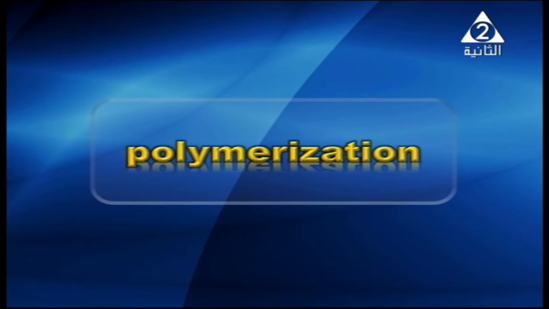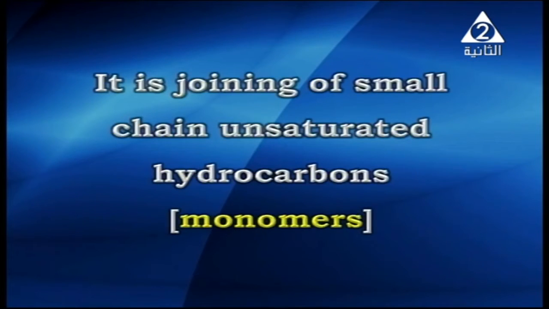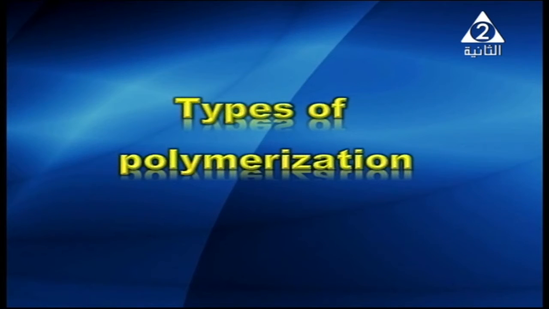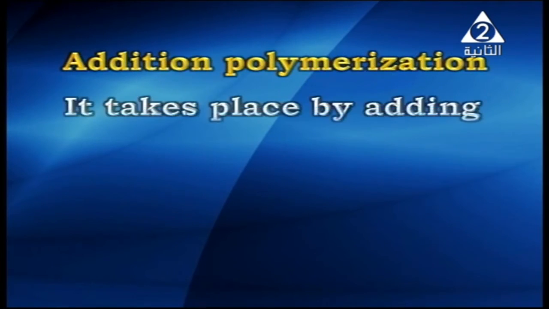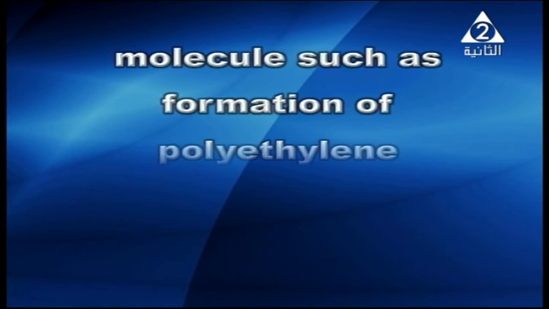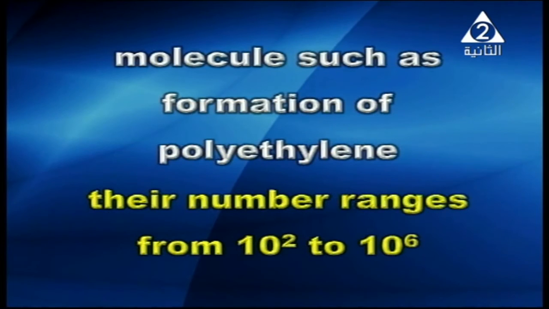Now we are going to discuss the polymerization of alkene. It is joining small-chain unsaturated hydrocarbons called monomers, giving long-chain hydrocarbons called polymers with the same empirical formula. Types of polymerization reaction. Addition polymerization takes place by adding a huge number of unsaturated small molecules to each other to form a very large molecule, such as the formation of polyethylene. Their number ranges from 100 to a million molecules, as the following animation shows.